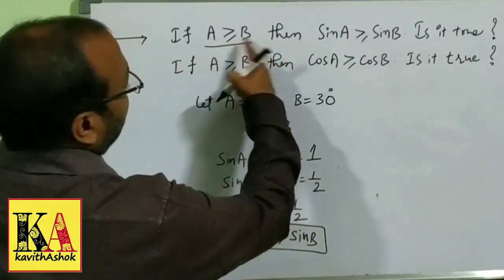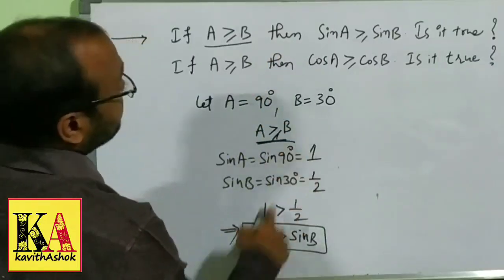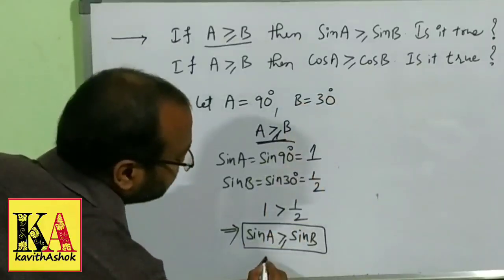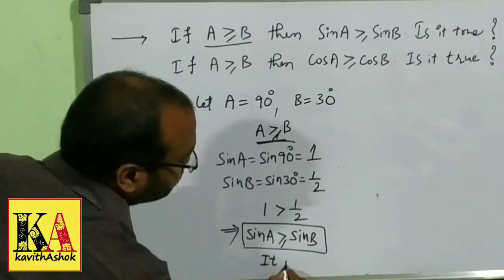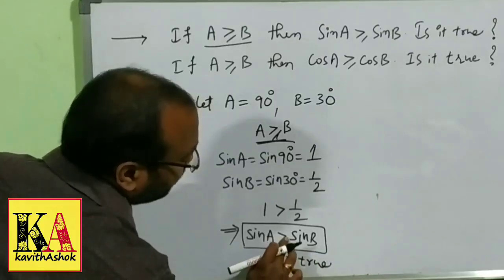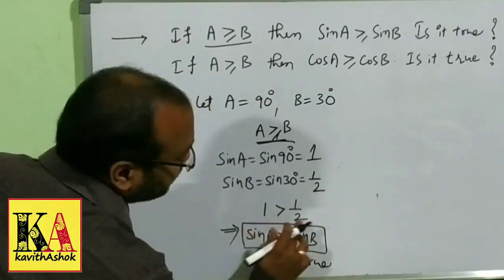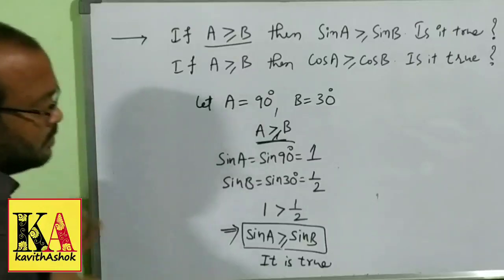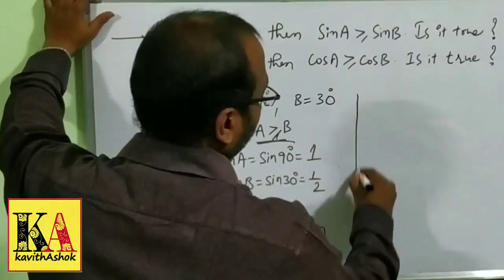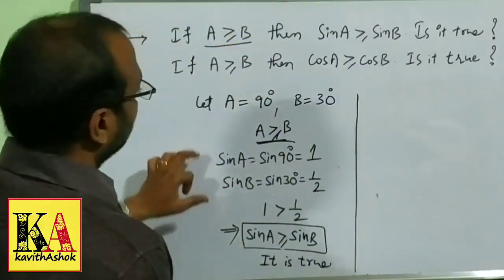So if A is greater than or equal to B, sin A is greater than or equal to sin B. Is it clear? So it is true. If you take equal, we can get equal. If you take strictly greater, we can get strictly greater. So finally sin A is greater than or equal to sin B. The same manner for the second one.